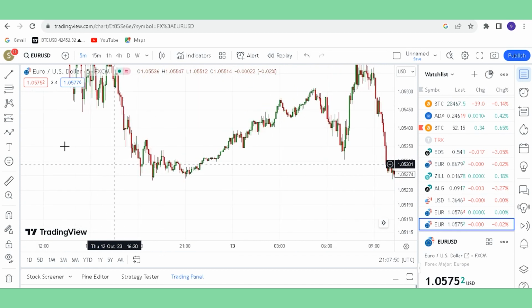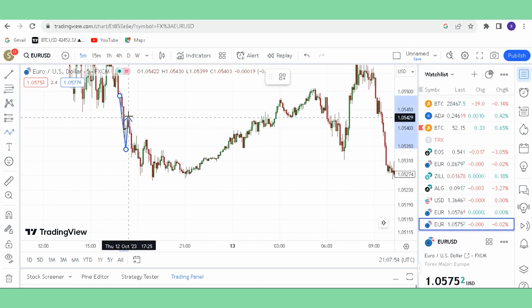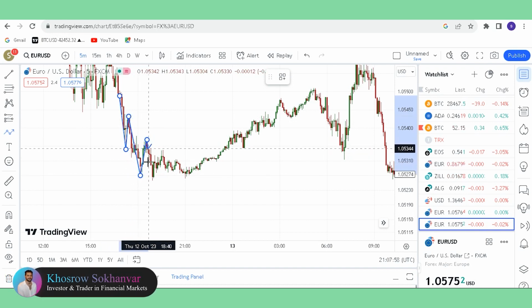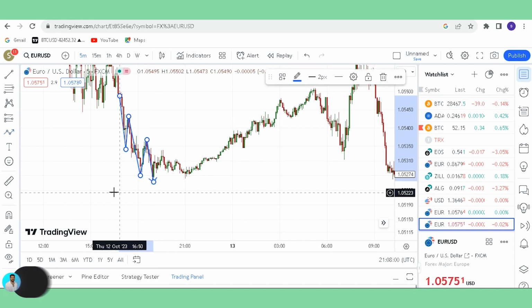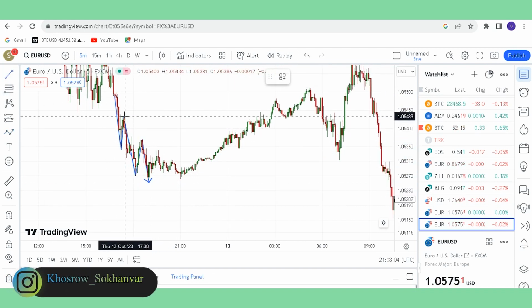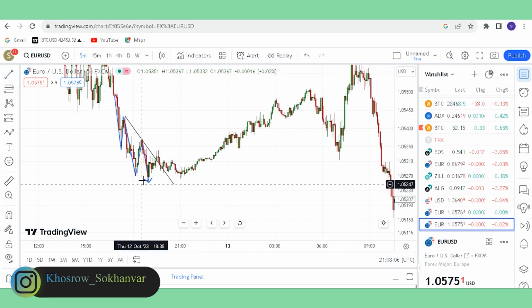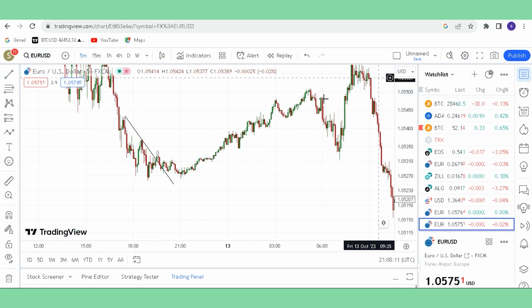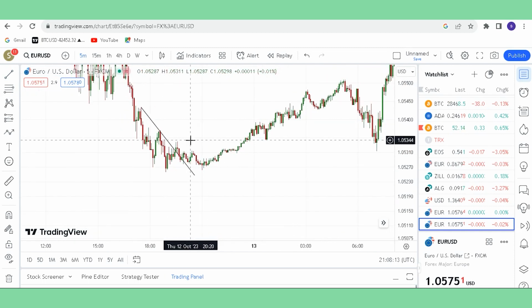Here we have a downtrend. Low, high, lower low, lower high, low. So I connect these two highs to form a trend line. I remove this to see it better.